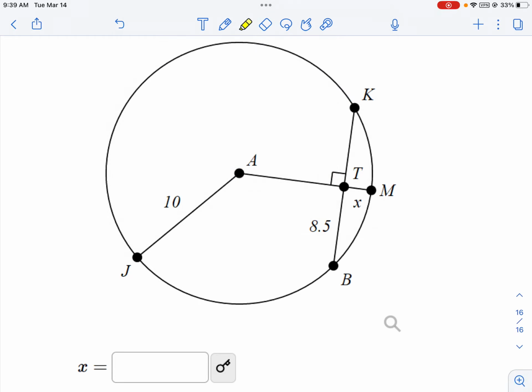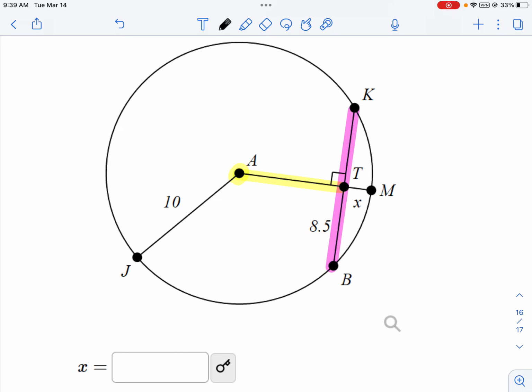So first thing that I notice is we have ourselves a right angle. This is a property of circles: whenever you have something from the center of the circle intersecting a chord, and a chord just means a line within a circle connecting two points of the circle together, that is a chord. Whenever you have a right angle at the intersection with something else from the center, that point is going to be a midpoint of the line.